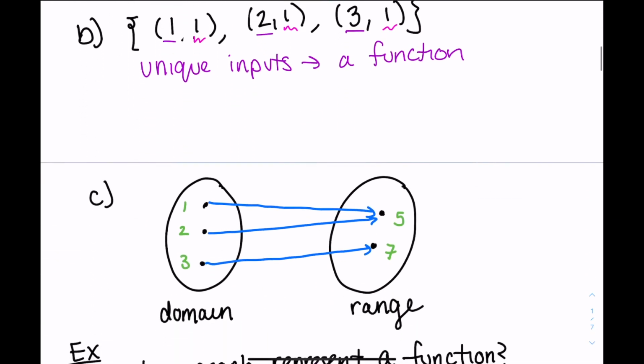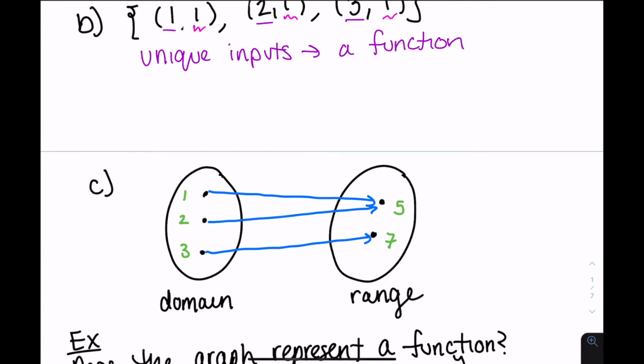If we look at this example, here's our domain, 1, 2, and 3. And it outputs to 5 and 7. Here, each input has a single arrow coming off of it. So every single input has one output. So yes, this is a function.